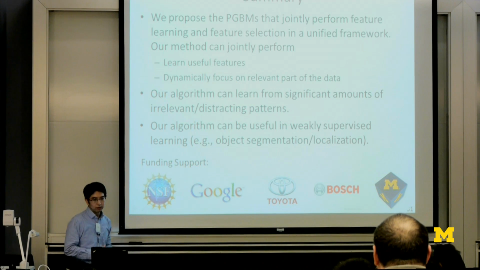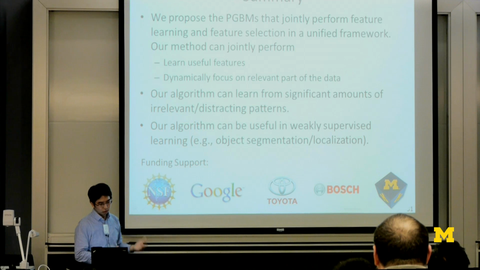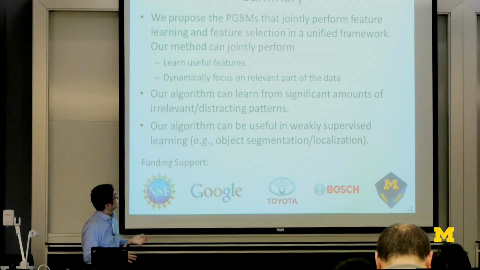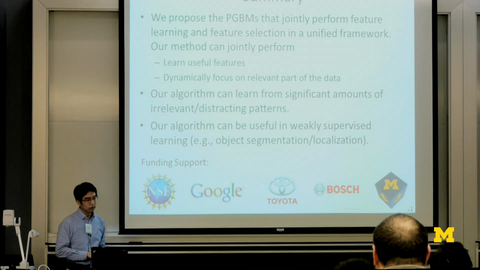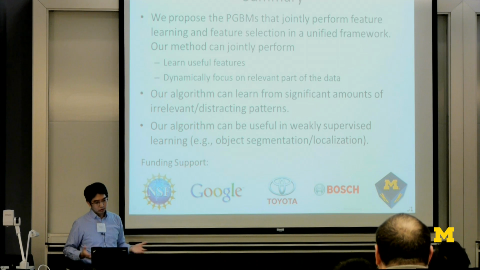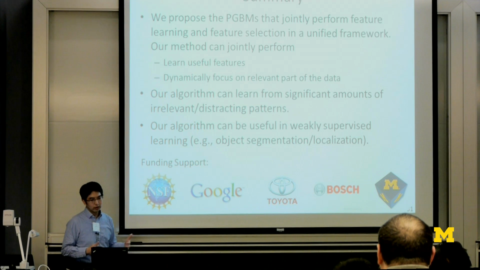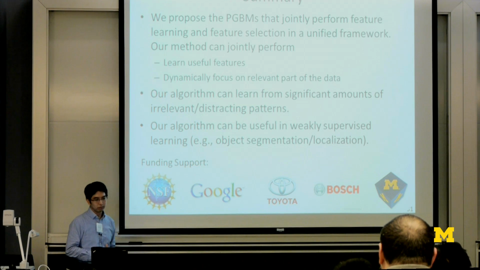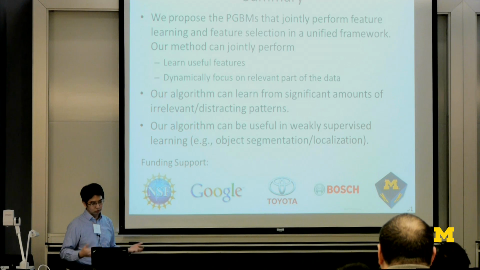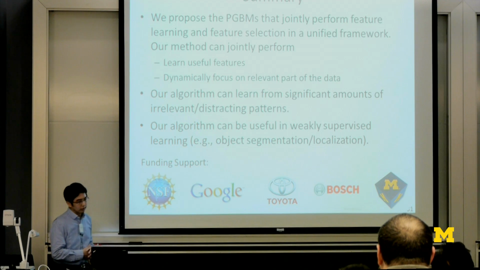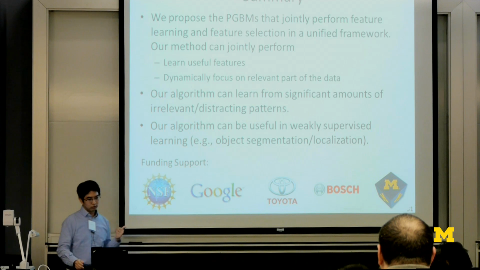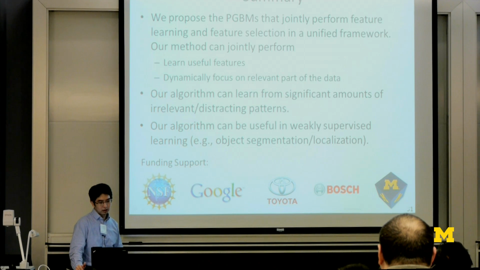So in this talk, I have presented some new model that can perform joint feature learning and feature selection in a unified framework. This type of model can learn useful features, but also can dynamically focus on relevant parts of the data, even when you don't have good features to begin with. And the algorithm can learn good useful features from a significant amount of irrelevant or distracting patterns. And it can also be applied to weakly supervised learning.